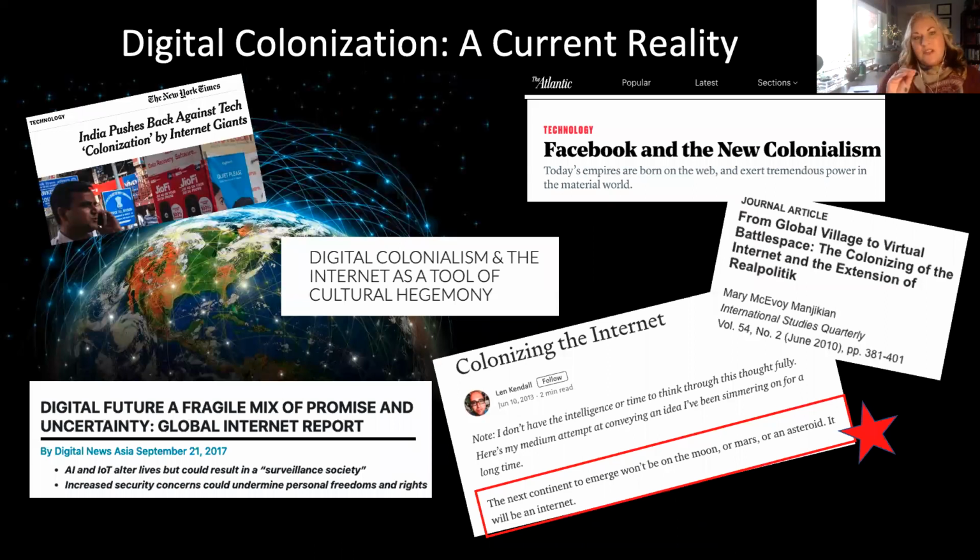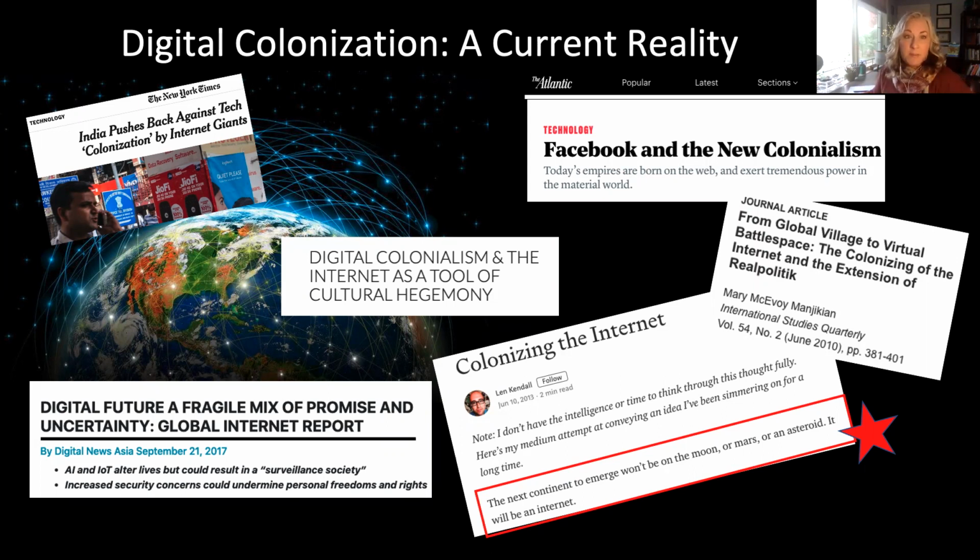So when we think about digital colonialization, it's a current reality. These are some clips that have come off of the news in the last few years. And my favorite part of this is that it says the next continent to emerge will not be the moon or Mars or an asteroid. It's going to be on the internet. And it is true that all of the spaces that we inhabit are often being monetized. Our behaviors are being monetized for the benefit of others. And I think that's something that we want to be considering at all times when we're sending our scholars out into that digital landscape.